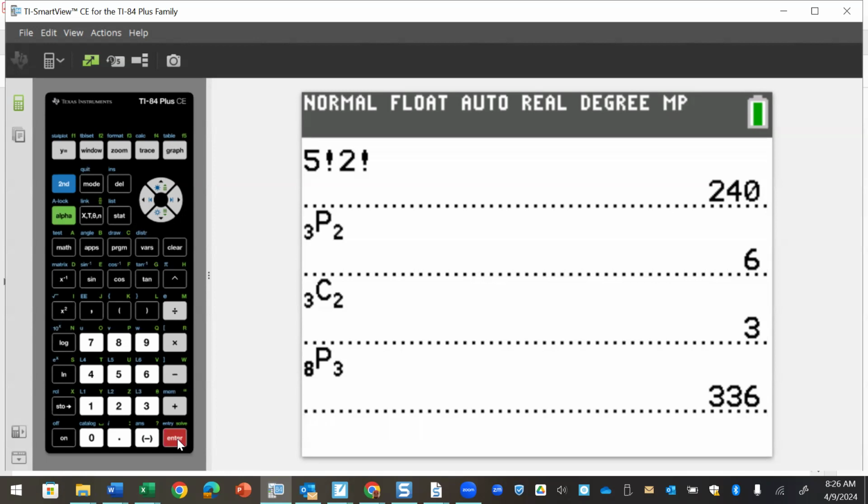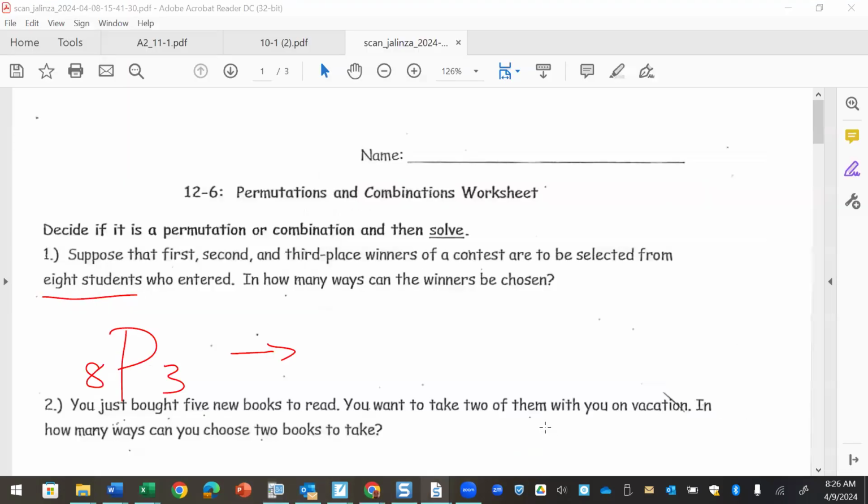All right, why don't you do a couple here? Let's pick a couple.